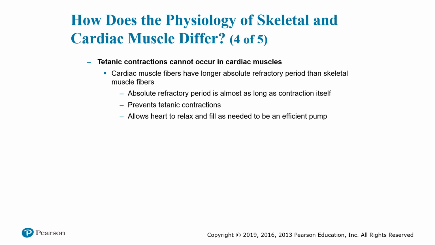Then another very important difference is that tetanic contractions cannot occur in cardiac muscle. Cardiac muscle fibers have longer absolute refractory periods than skeletal muscle fibers. The absolute refractory period is almost as long as the contraction itself, and this prevents tetanic contractions. It allows the heart to relax and fill as much as needed to be an efficient pump, because if the heart cannot relax, it will not be able to fill. So the purpose of contraction of the heart will be lost. That's why there are no tetanic contractions in cardiac muscle.